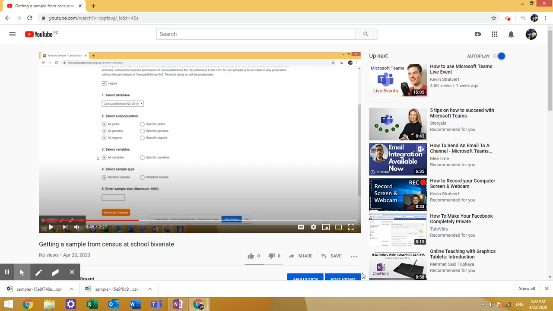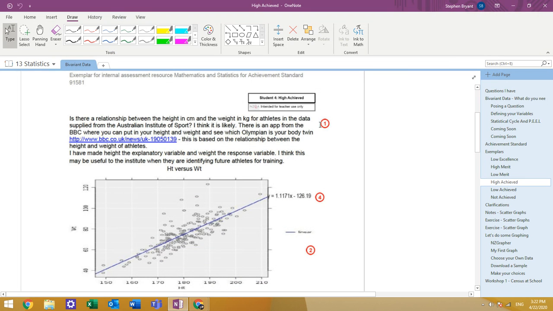Hello everybody. What I want to do today is just briefly introduce bivariate data. So you might be asking yourself, why are we doing this? What is it that we need to do? And what does an exam look like? So I'm here in our OneNote document and I'm looking at this high achieved example.